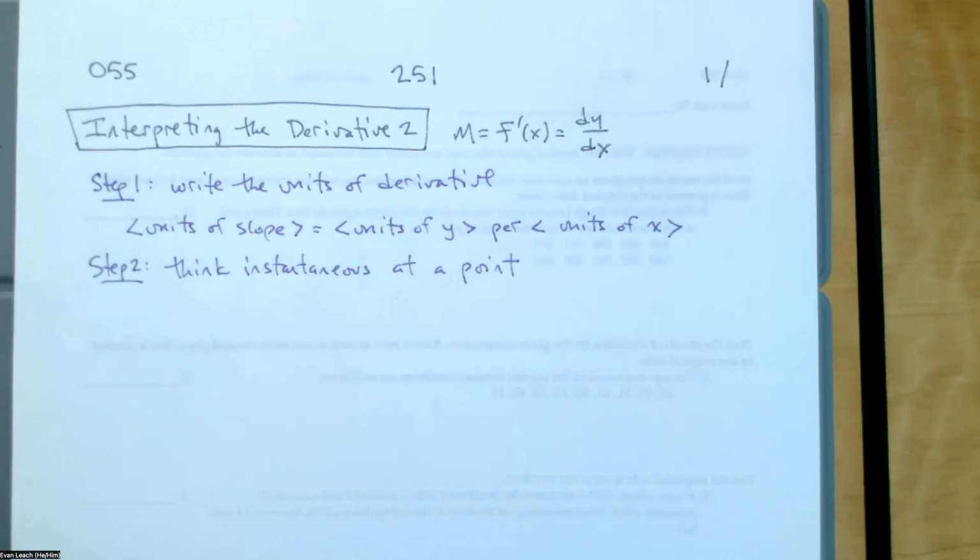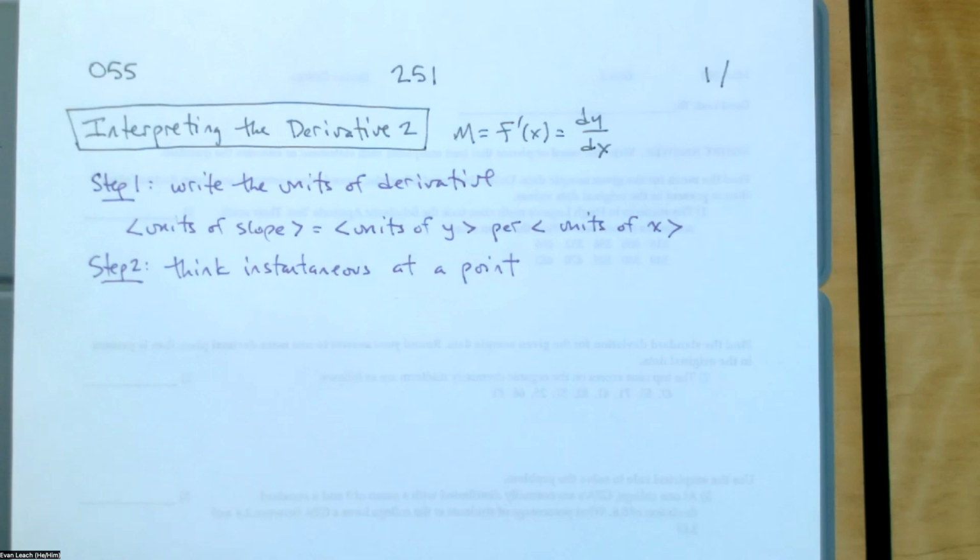Change in y divided by change in x. Take the units of y per units of x. When you do that division, you're finding out how much y changes when x increases by 1. That's what happens when we simplify that. We say, what happens to y when x increases by 1? So step 1, write down the units of the slope. Write down the units of your function, then write the word per, and then write the units of your input.